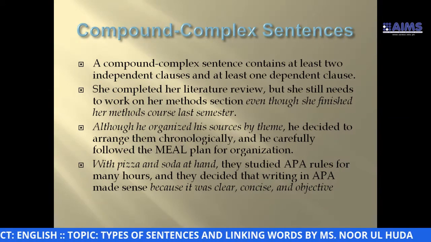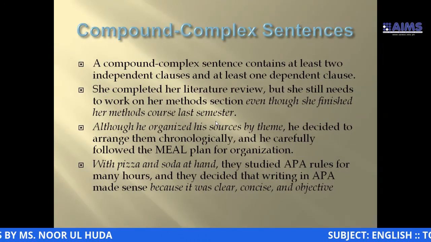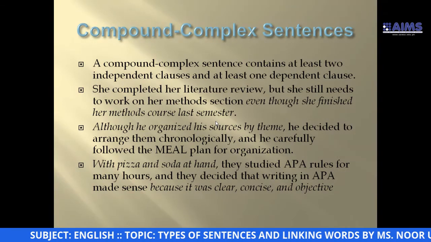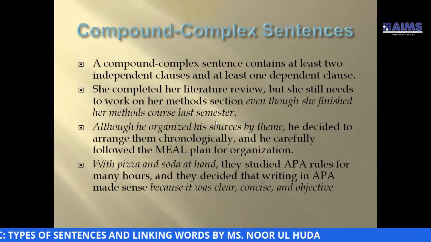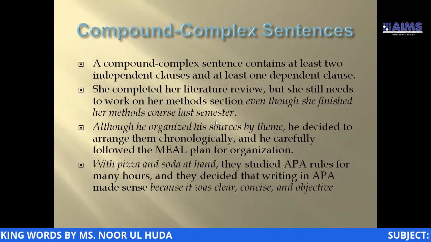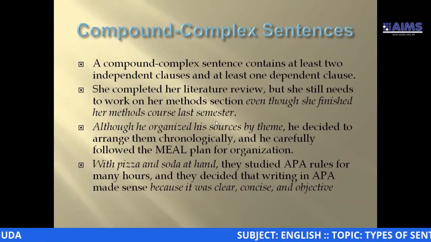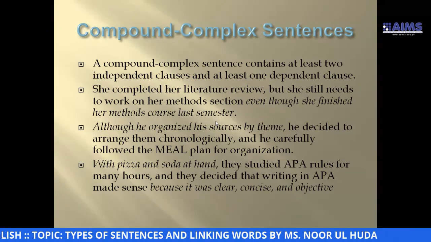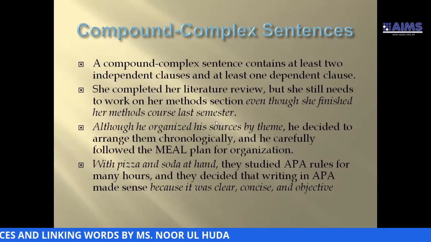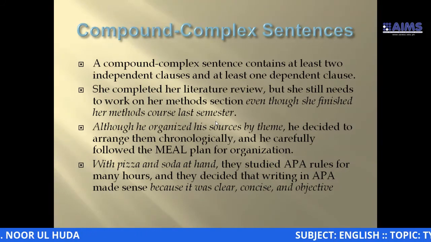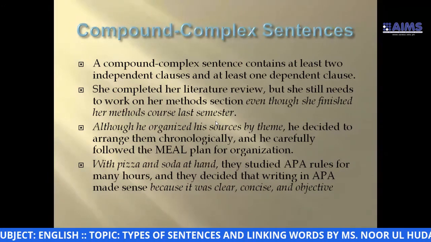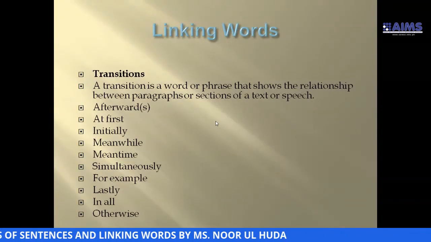Now this is how we can form a compound complex sentence. Compound complex sentences can be used to form multiple ideas within a sentence, and we can use subordinating and coordinating conjunctions both in a single sentence. When we are combining two independent clauses, we use a coordinating conjunction, and when we are using an independent clause along with a dependent clause, we use a subordinating conjunction.